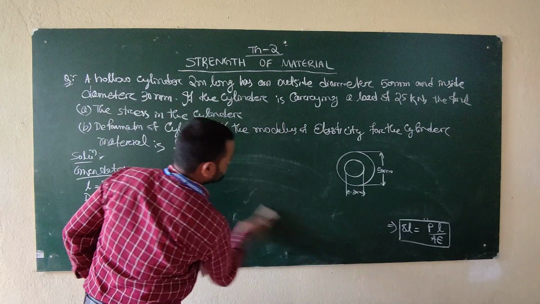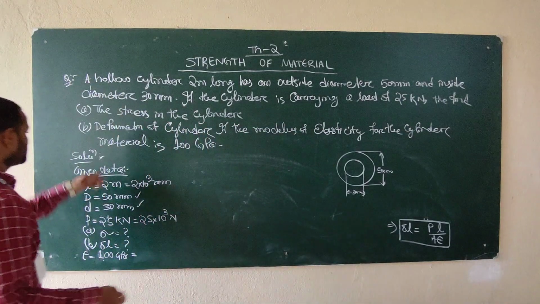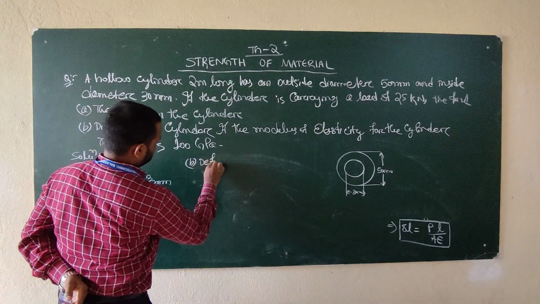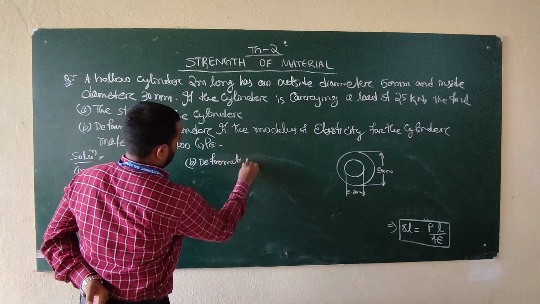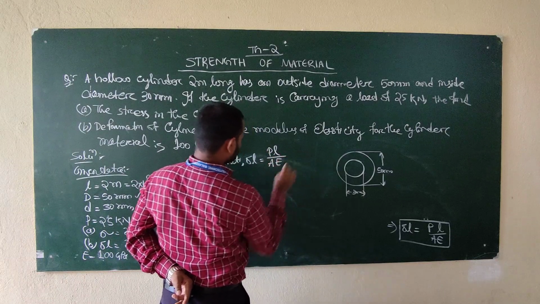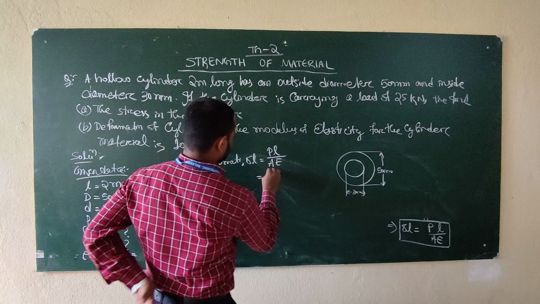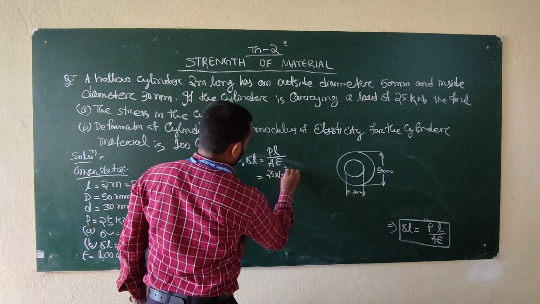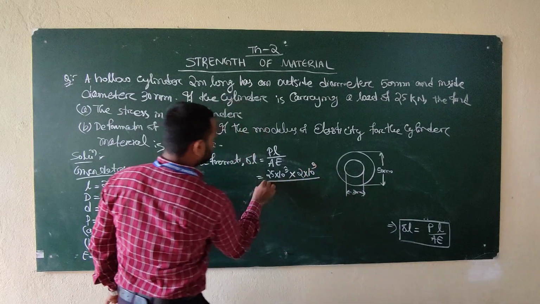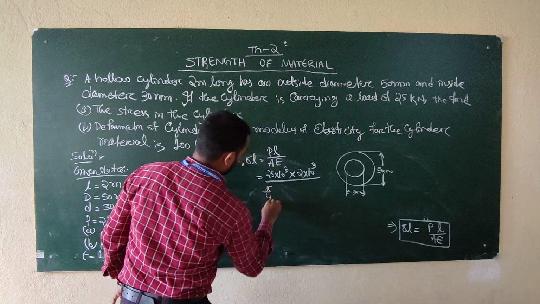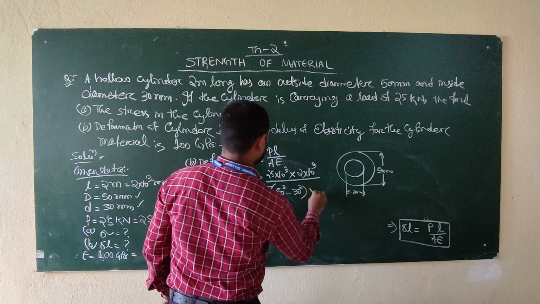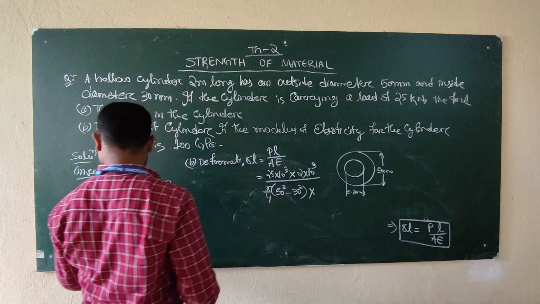In the second part, it has been asked the deformation, that is del L. So deformation del L equal to PL by AE. What is P? P is 25 into 10 to the power 3, L is 2 into 10 to the power 3. PL by A, the cross sectional area, that means pi by 4 into capital D square, that is 50 square, minus small d square, that is 30 square, into capital E. What is capital E? 100 gigapascal.